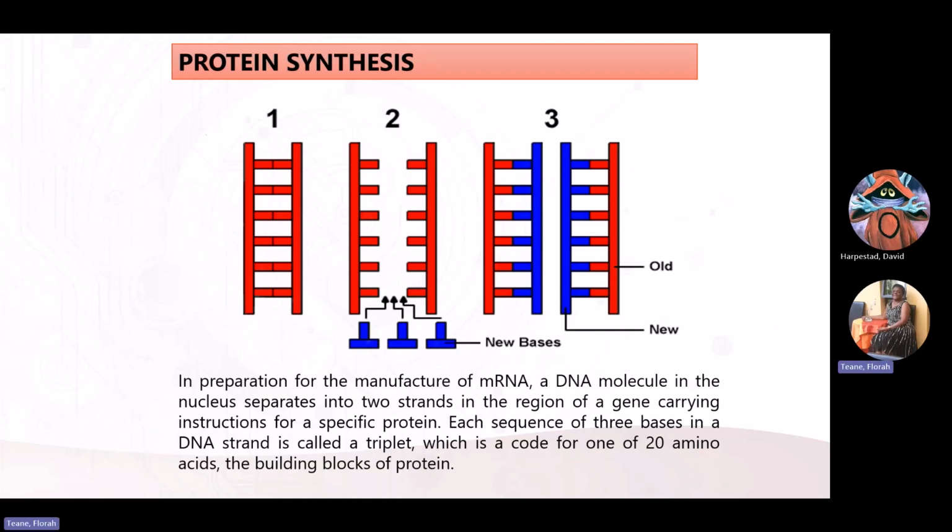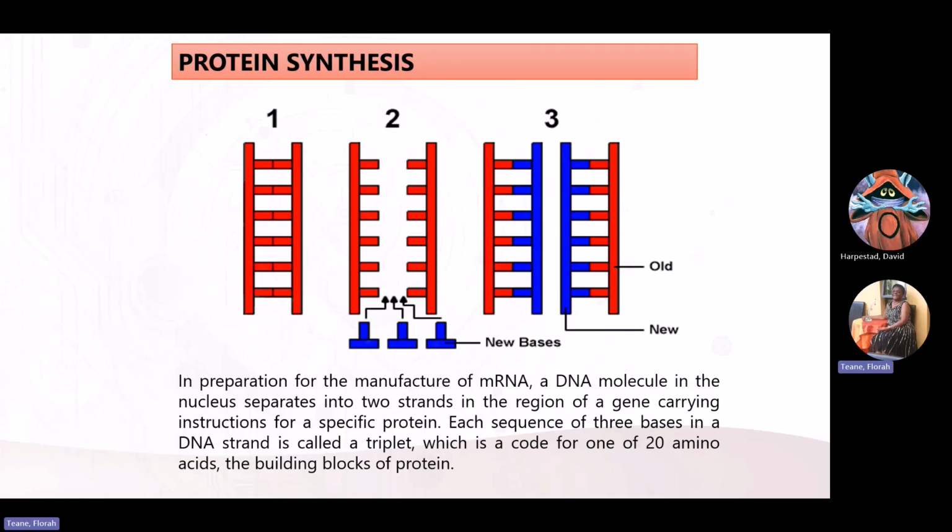Now, what happens during protein synthesis? First of all, proteins are formed by amino acids. We have got 20 different amino acids. And these amino acids are used to form different proteins in our bodies. Another thing to note is that this process of protein synthesis takes place in the ribosomes.